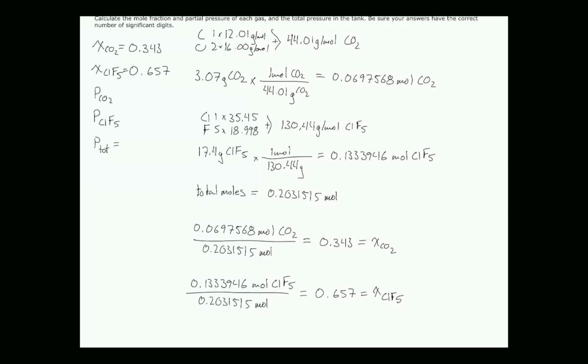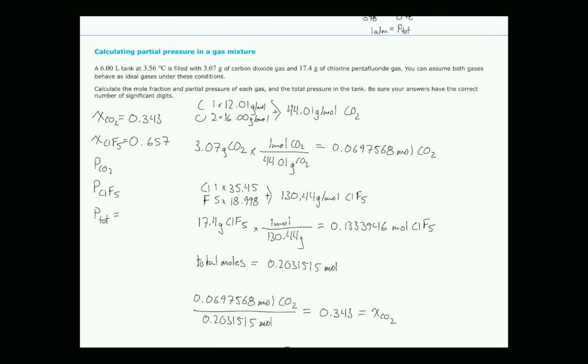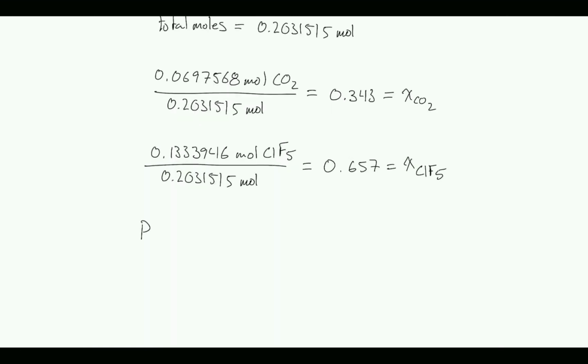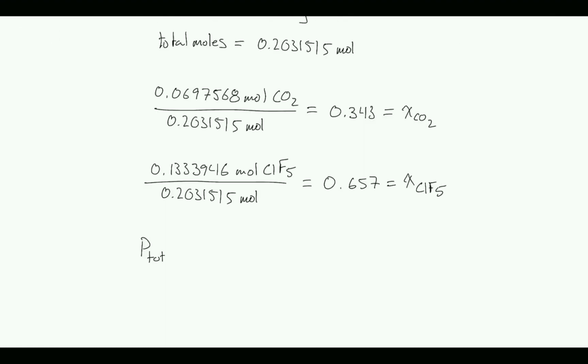The total moles, if I use this number of moles, that will give me the total pressure. If I use the moles of CO2, that'll give me the pressure of CO2. If I use the moles of chlorine pentafluoride, that will give me the pressure of chlorine pentafluoride. So just starting with each number of moles, and then because they're all in the same tank, they're all the same temperature and same volume. So let's do that. So it's the ideal gas law, slightly rearranged, and let's do just the total pressure first.